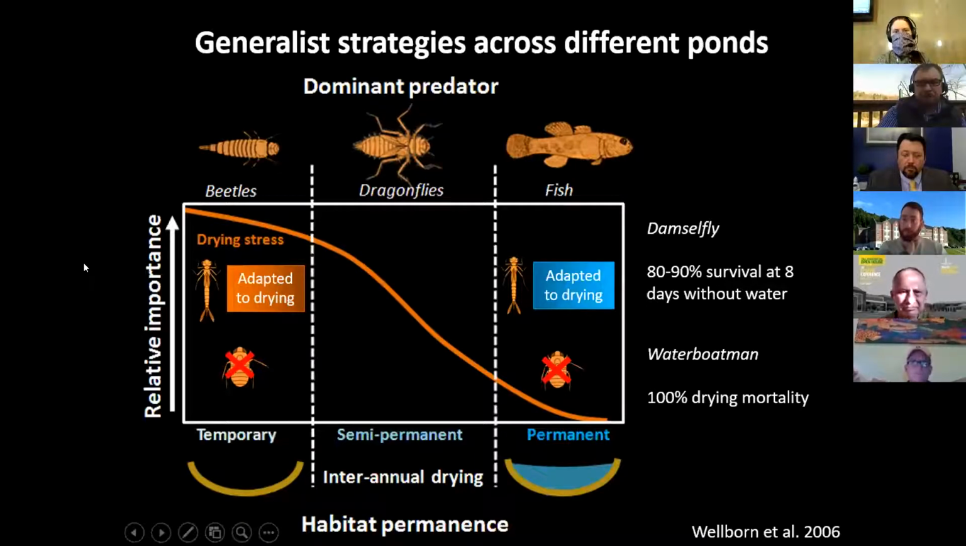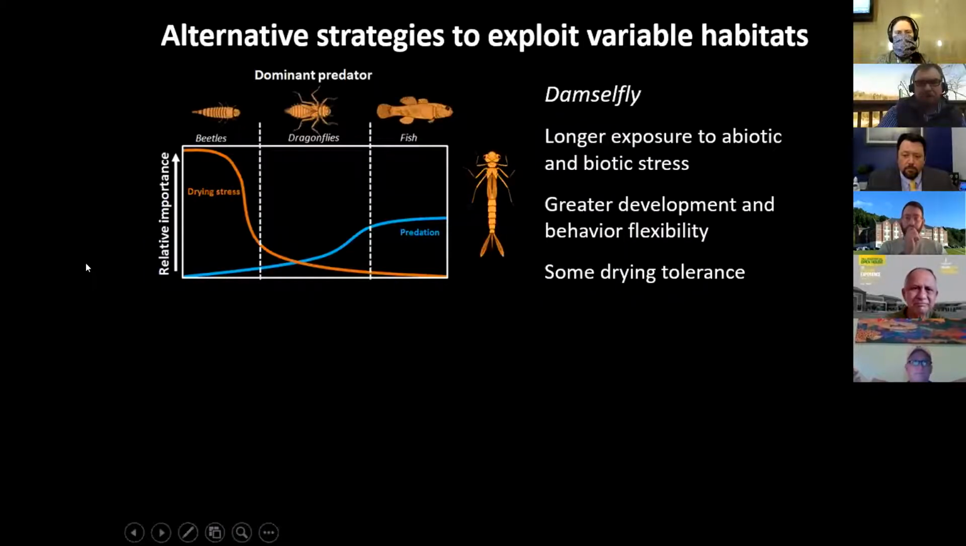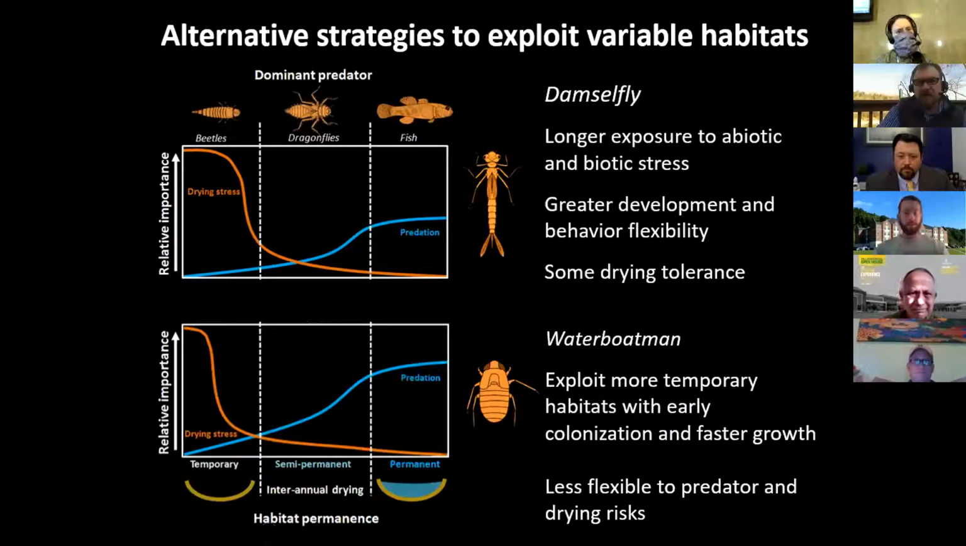And so the damselflies, overall, have a longer developmental period compared to the water boatmen. And so they have longer exposure to both abiotic and biotic stresses, even in the temperate ponds. And so they seem to have greater developmental and behavioral flexibility, and they also had some evidence of drying tolerance. In contrast, the water boatmen were actually able to exploit more temporary habitats. They could quickly get into these habitats, quickly grow, and try to get out as flying adults and move on to maybe a more permanent habitat, and they would be able to escape that way.